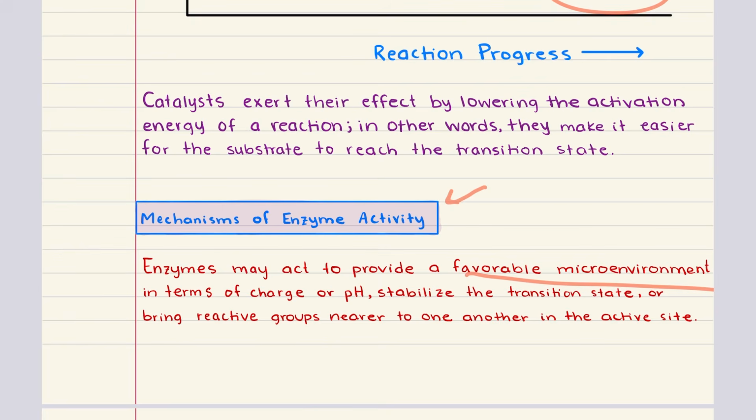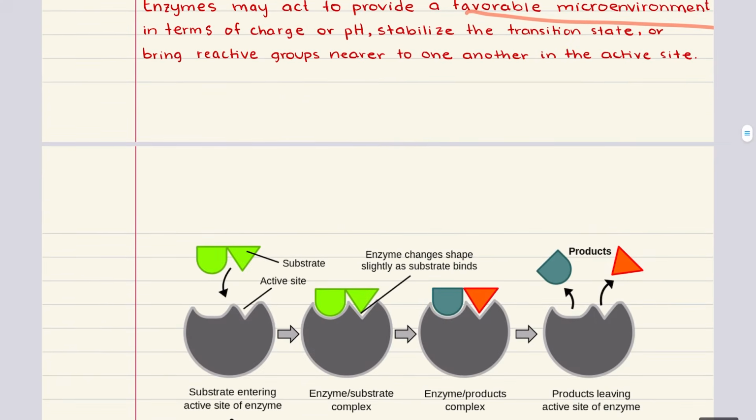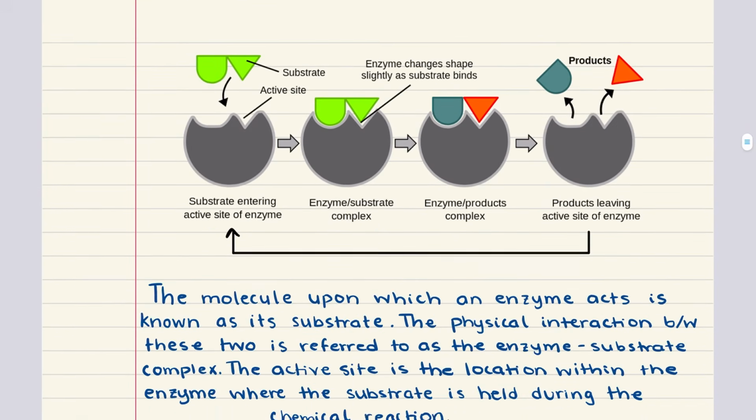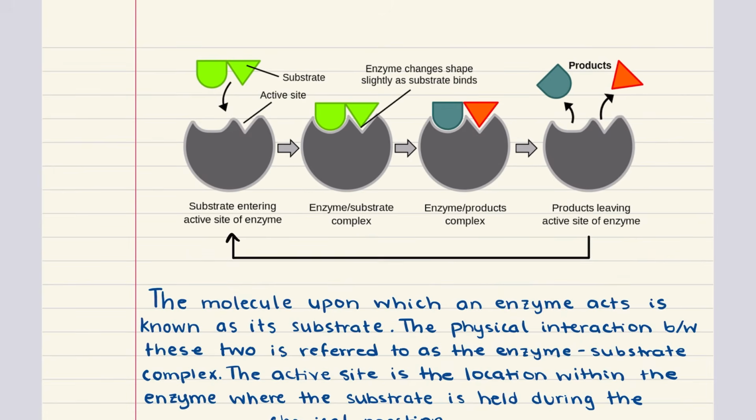Each of these strategies relies on one critical interaction, the binding of the substrate to the enzyme. The molecule that the enzyme acts on is called the substrate, and the point at which it binds is called the active site. This interaction forms what's known as the enzyme-substrate complex. This is a temporary association that's essential for catalysis to occur.